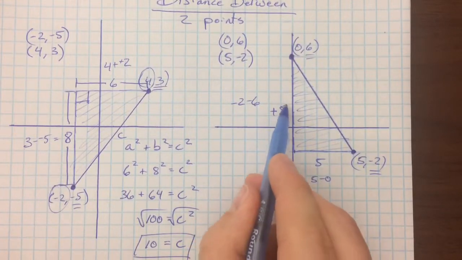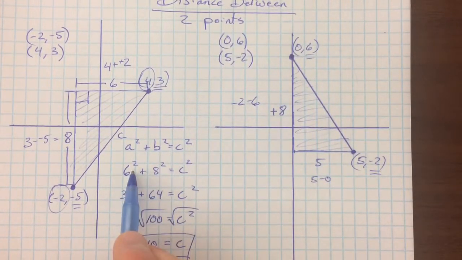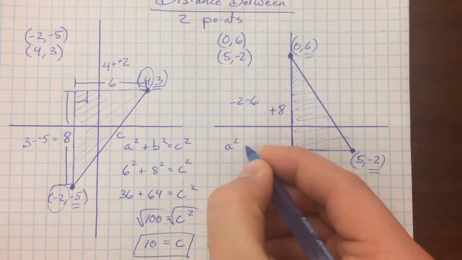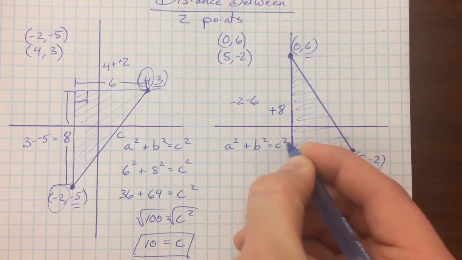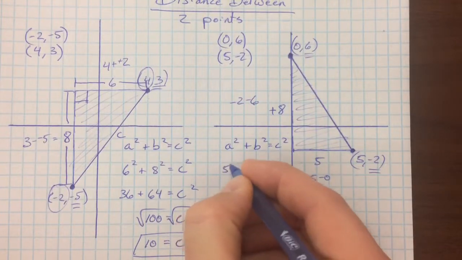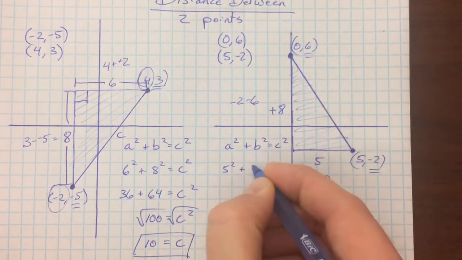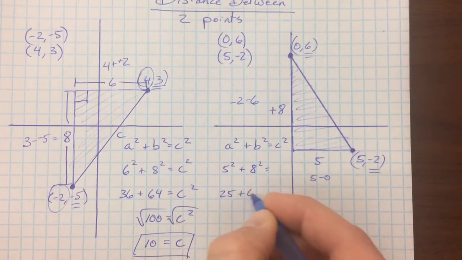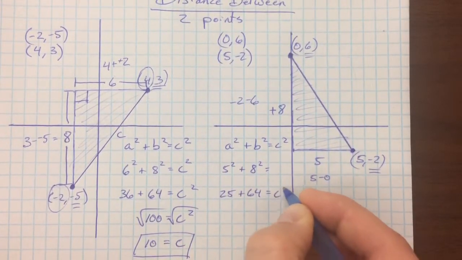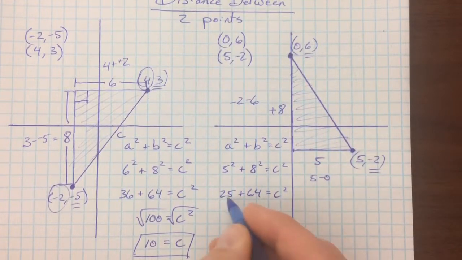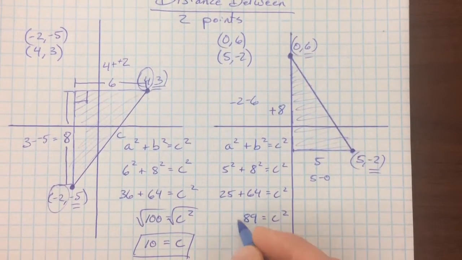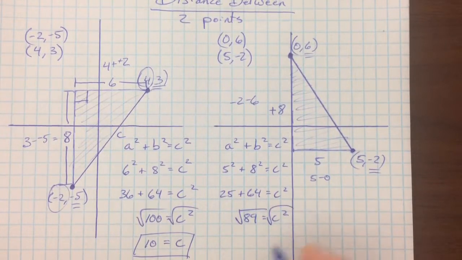And the other thing is that this doesn't matter because I'm going to be doing a squared plus b squared. And so now that we've got a squared plus b squared equals c squared, we can write 5 squared plus 8 squared. So that's 25 plus 64. 25 plus 64 is 89. So I have to take the square root to find the actual distance.